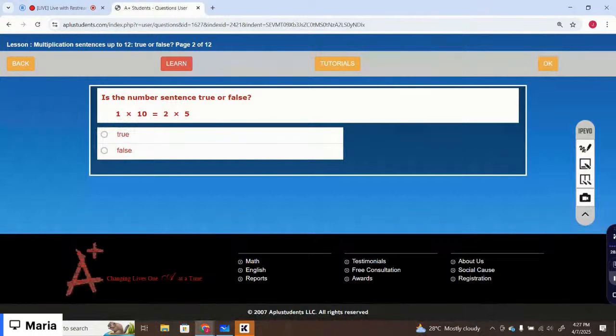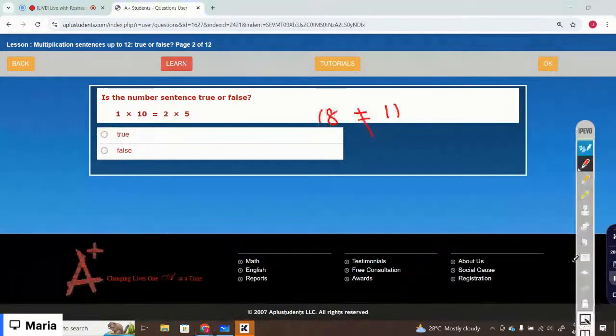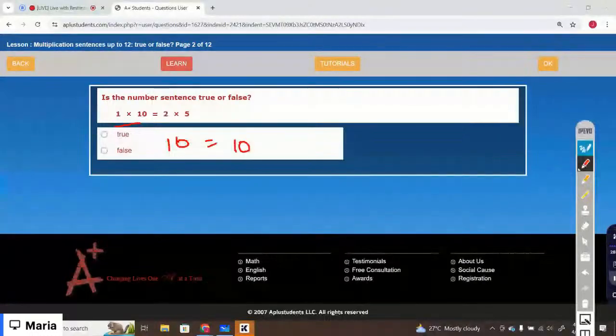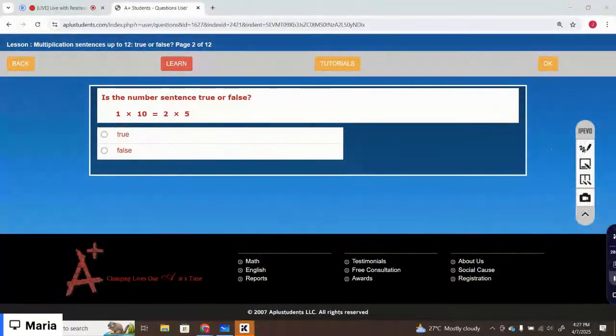Is the number sentence true or false? 10 times 1 is 10 and 2 times 5 is 10. So both sides are exactly equal. So that means 2 times 5 equals 10 times 1. Option number 1 is the correct option. True it is.